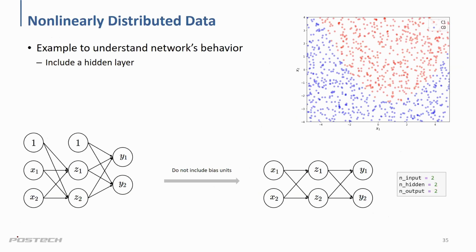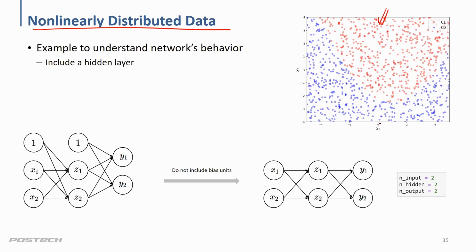Now let's think about a more interesting case. Say the data is not linearly separable, and it's non-linearly distributed data. I intentionally generated a data set like that. As you can see, the right answer is probably a nonlinear classifier like this. And I want to do nonlinear classification using an ANN or multi-layer perceptron.